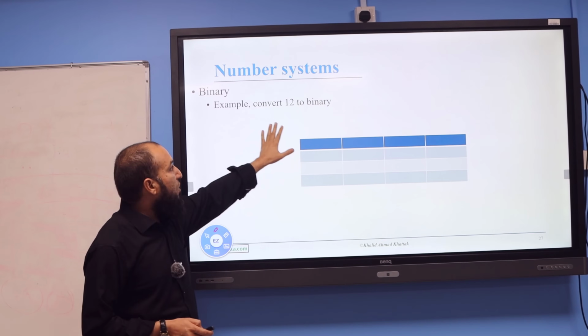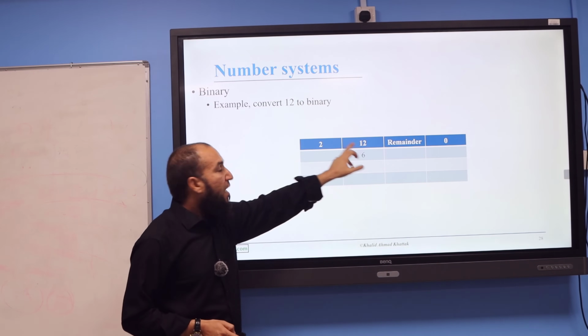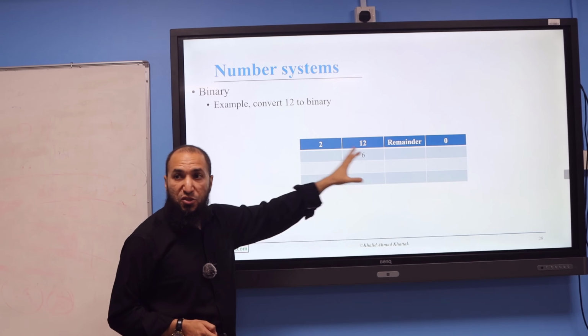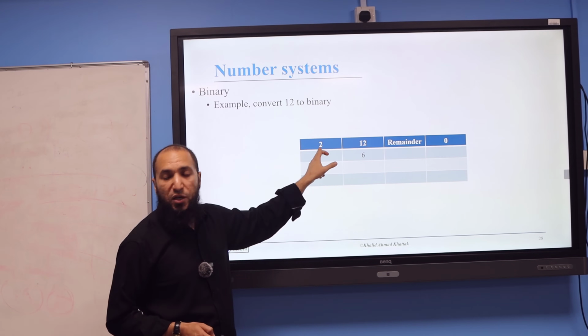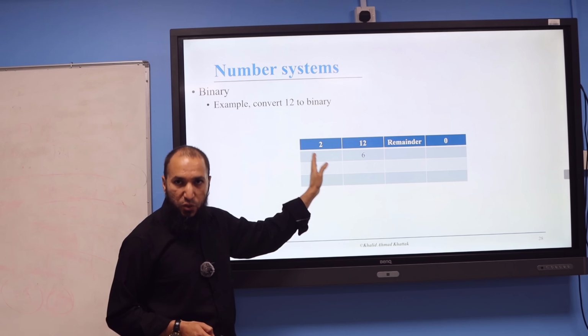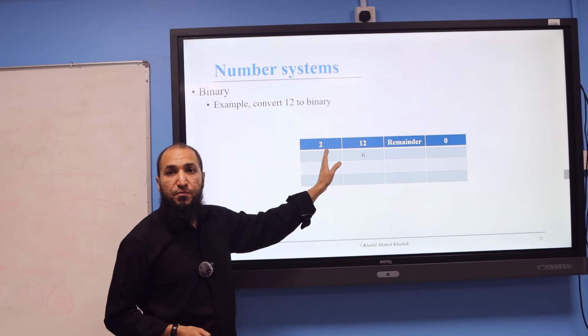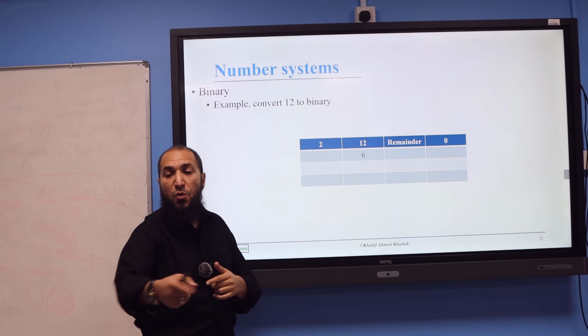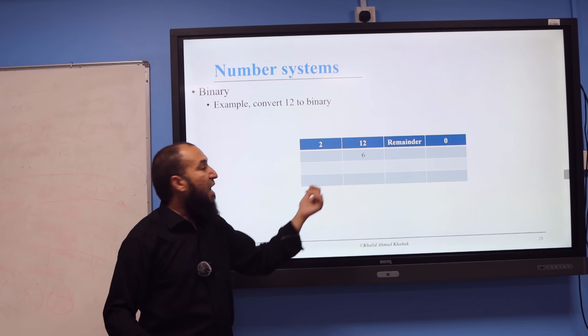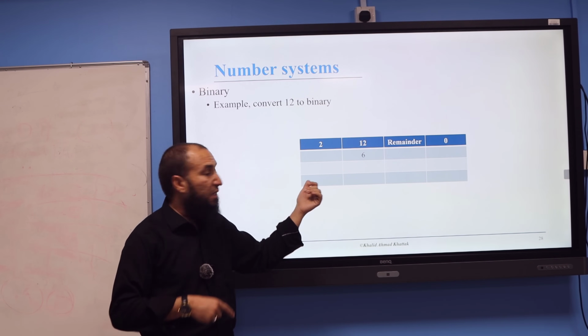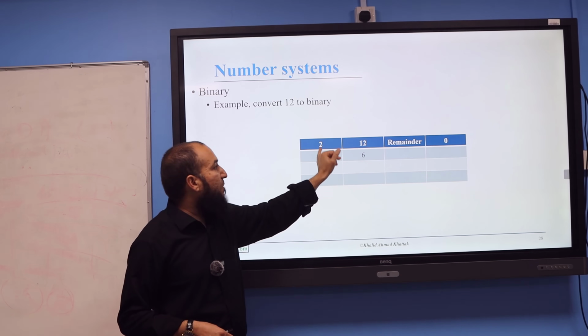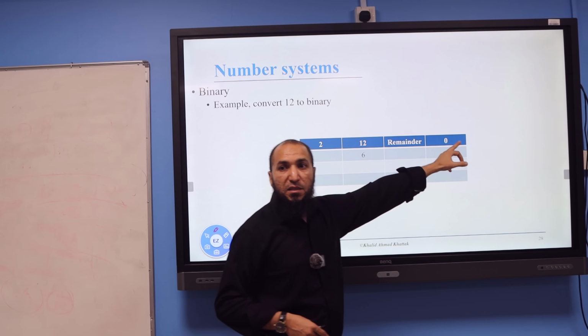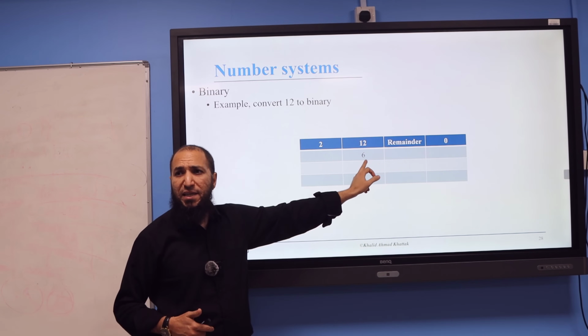Okay. So what we do, we simply write 12 here, and because we are transferring into binary, we have to write 2. When we go into Denary, we were doing 10. Why do we do that? Because we are going into the binary system. When we're going into Denary, we use 10, and for hexadecimal, we will be using 16. So 12 divided by 2, remainder is 0, and the whole number we get is 6.